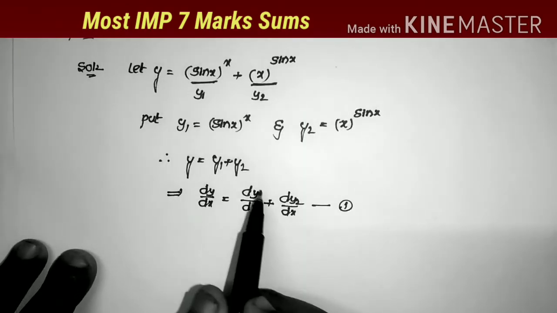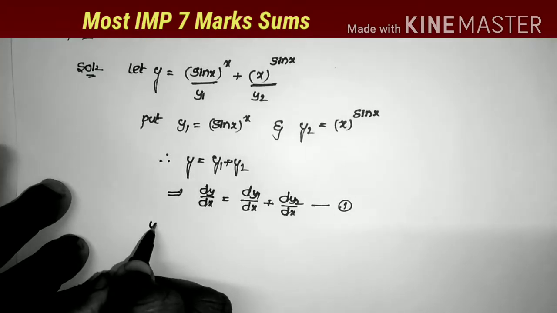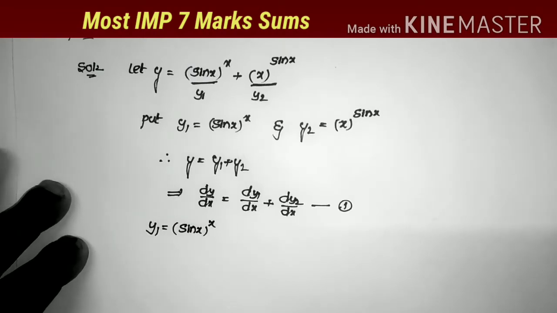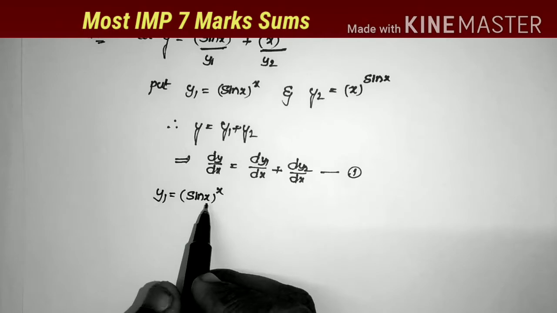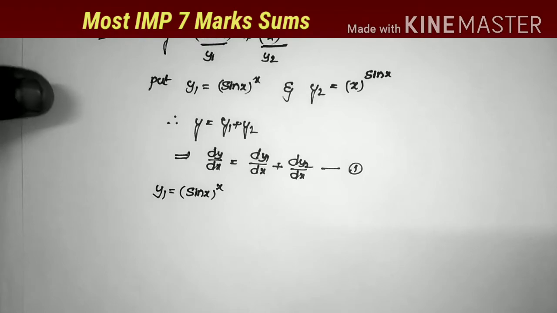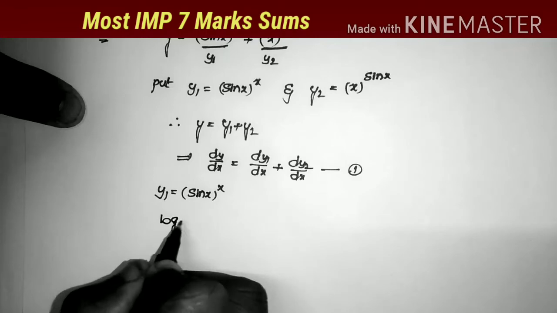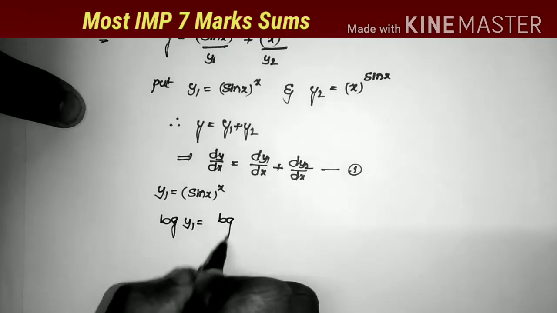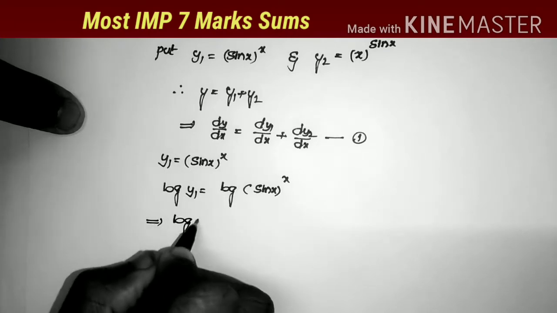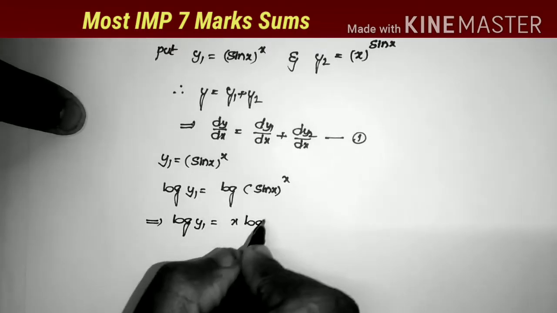First of all we have to find the dy1/dx value, that is taking the derivative of this term. Take y1 = (sin x)^x. Since this is an x power x type function, to find its derivative we first apply the logarithm. Both are x functions, so applying the logarithm, log y1 = log of (sin x)^x, which implies log y1 = x log(sin x), writing the power as the coefficient.